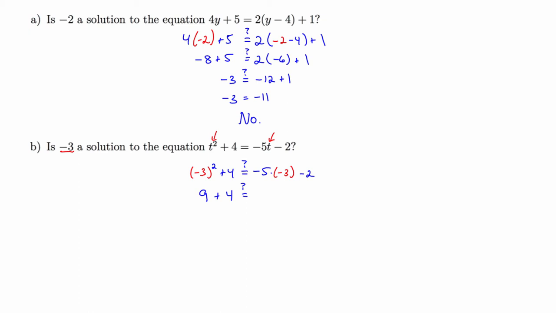We'll carry out the multiplication first. -5 times -3 is 15. So we now have 15 - 2 on the right side. 9 + 4 on the left is 13. And 15 - 2 is also 13. Since we do obtain a true statement when we substitute -3 for the t's in that equation, we do know that -3 is a solution for that equation.